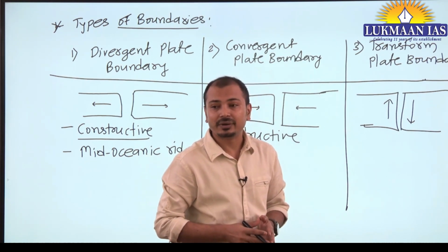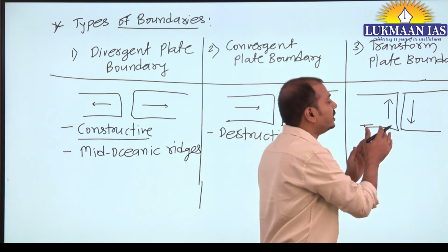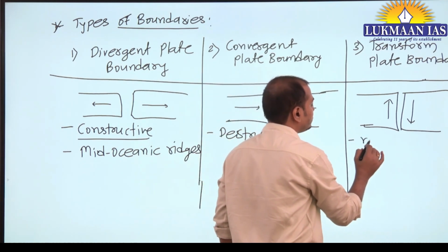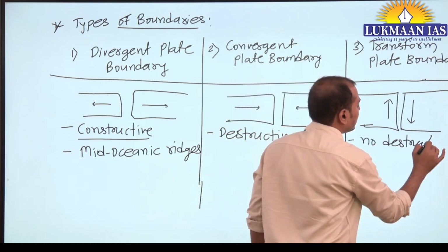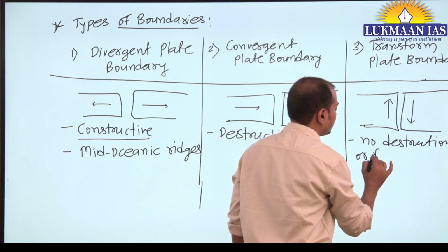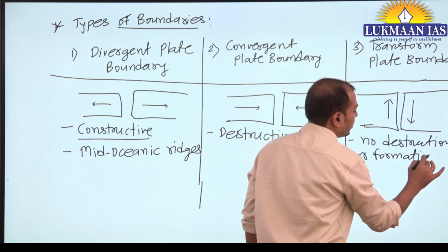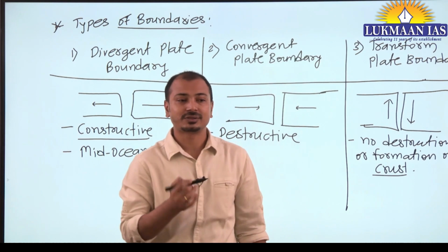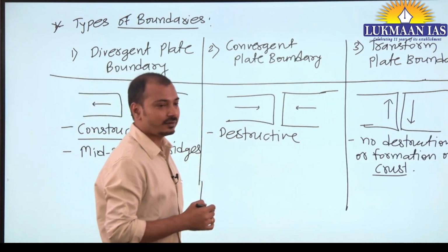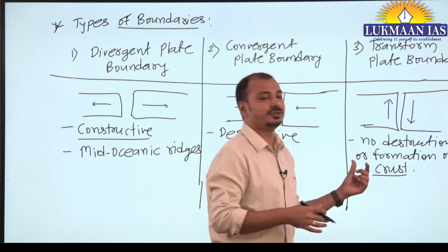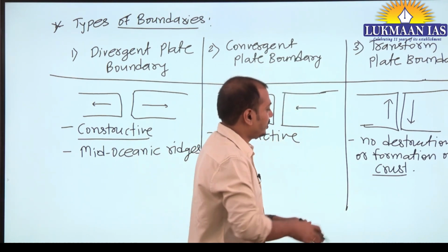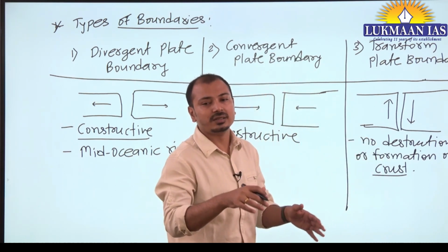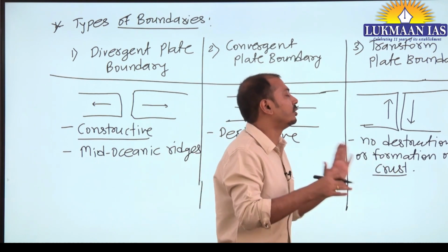What happens here in the transform plate boundary? In the transform plate boundary, basically there is no destruction or formation of crust. When I say crust, what is it? Rocks. It has already been told to you in the lecture, okay. Crust is the geographical term for rocks, but it is a larger term we can say. Now in the transform boundary there is no consumption or destruction of the crust or formation of new crust.